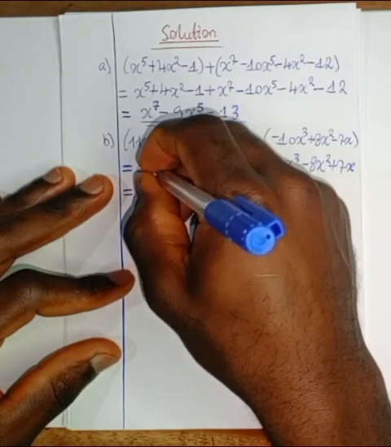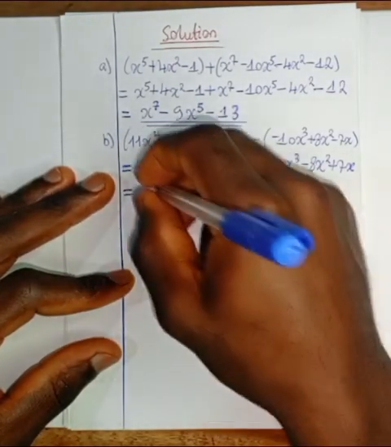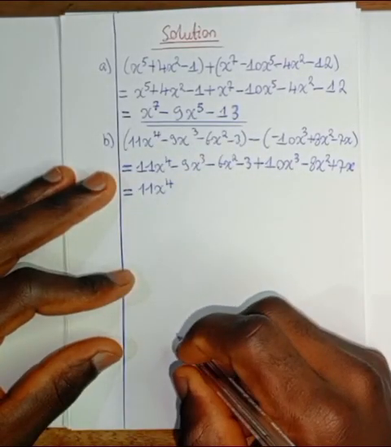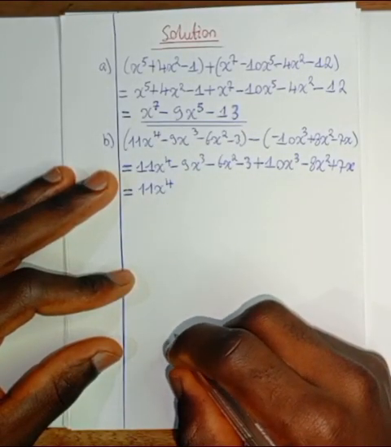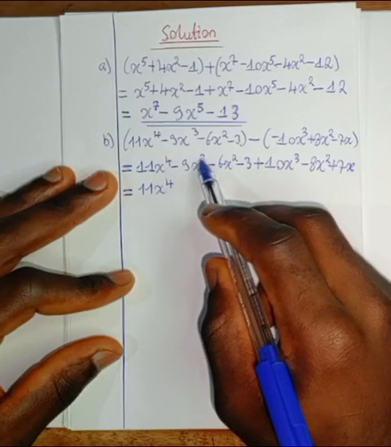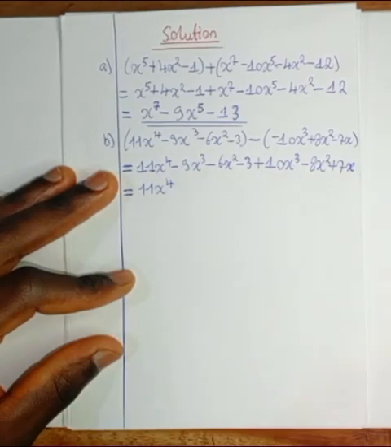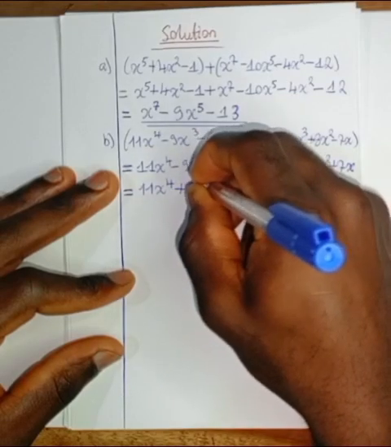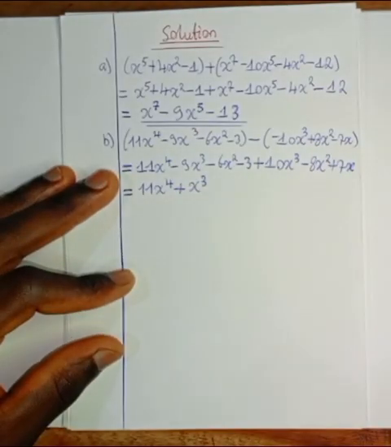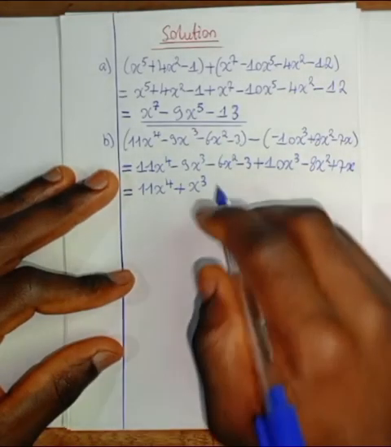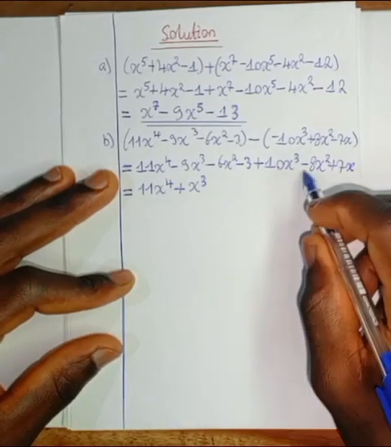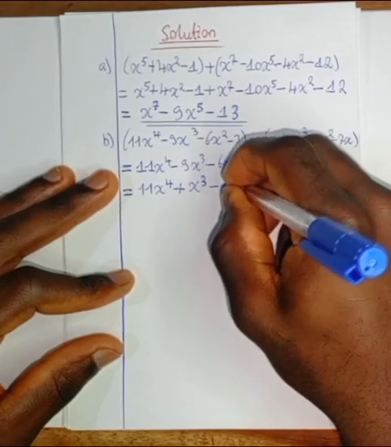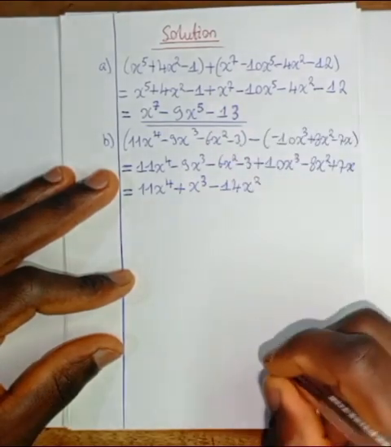Then we simplify them. We have just one term in x to the power 4, 11x to the power 4. Next, we move now to terms in x cubed. Negative 9x cubed plus 10x cubed gives us plus x cubed. Next, we move now to terms in x squared. Negative 6x squared minus 8x squared gives us negative 14x squared.